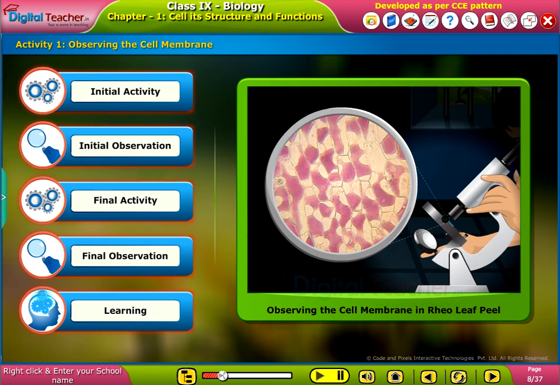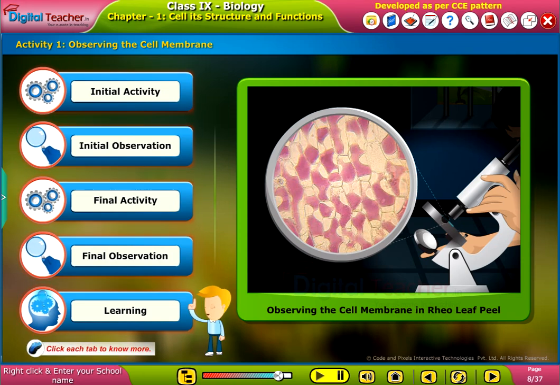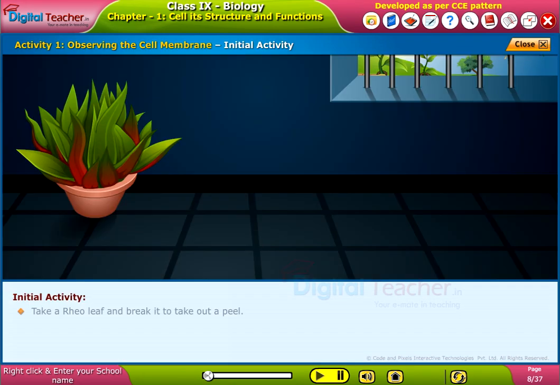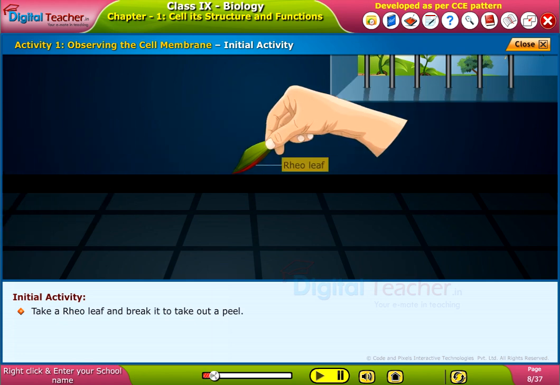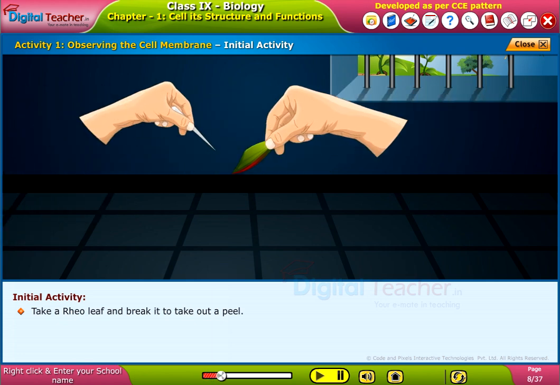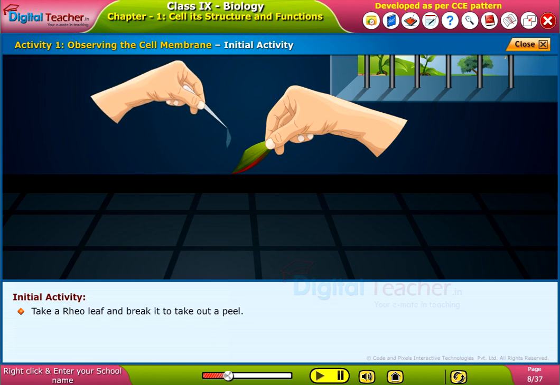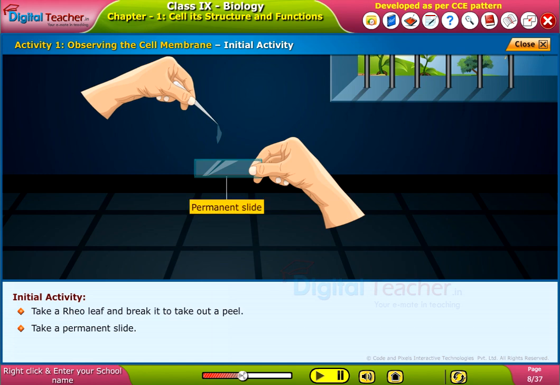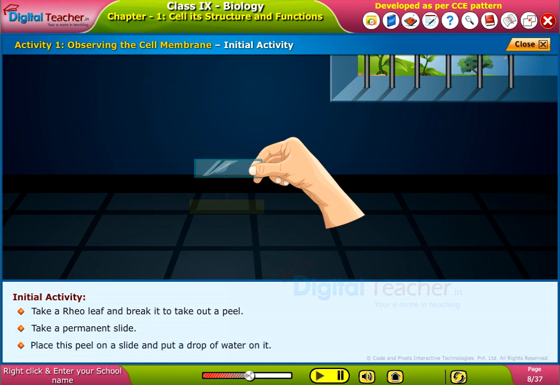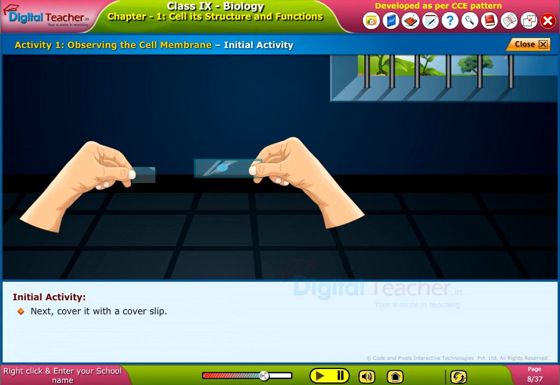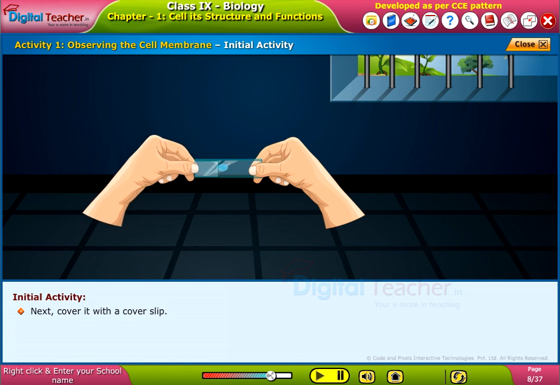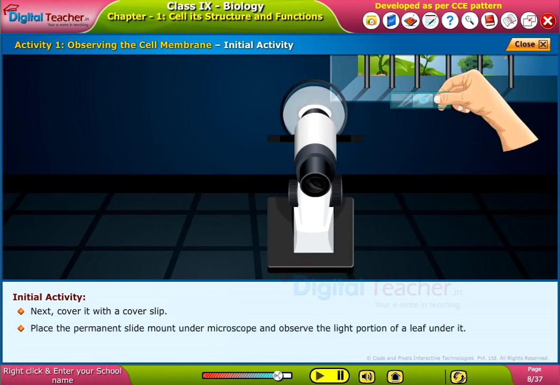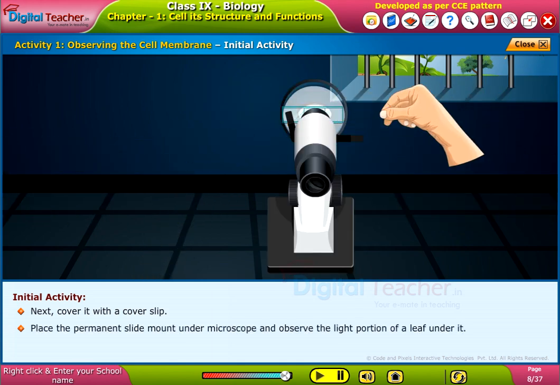Here, let us perform an activity to observe the cell membrane in real life. Click each tab to know more. Take a Rheo leaf and break it to take out a peel. Take a permanent slide. Place this peel on a slide and put a drop of water on it. Next, cover it with a cover slip. Place the slide mount under microscope and observe the light portion of a leaf under it.